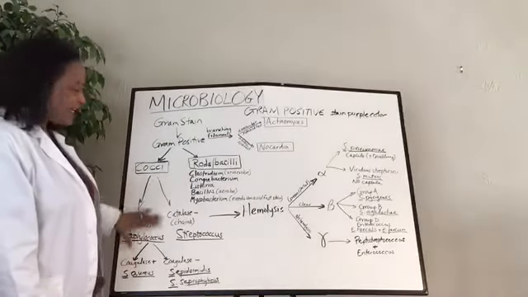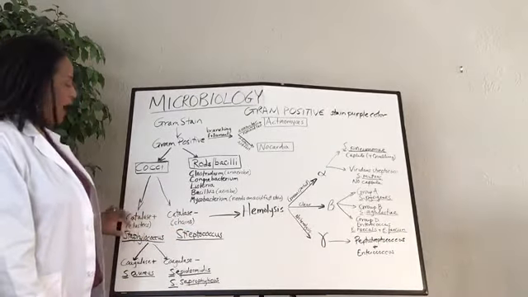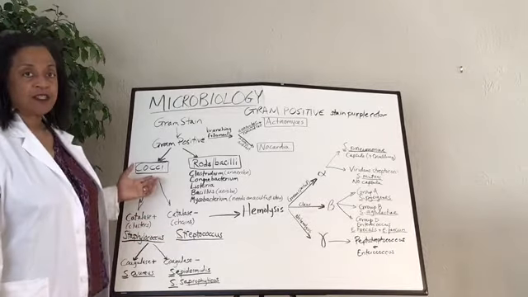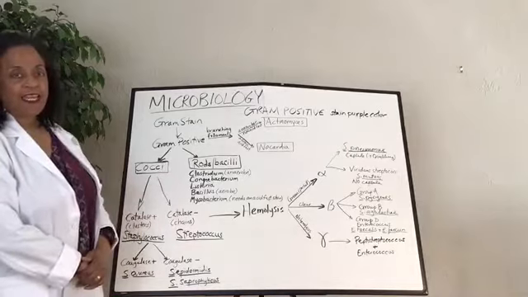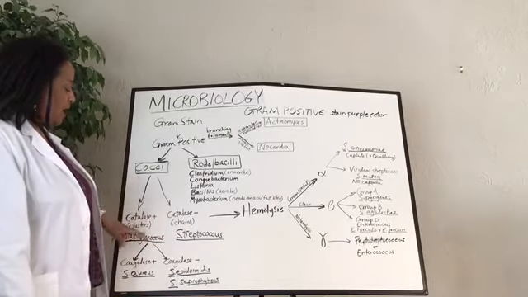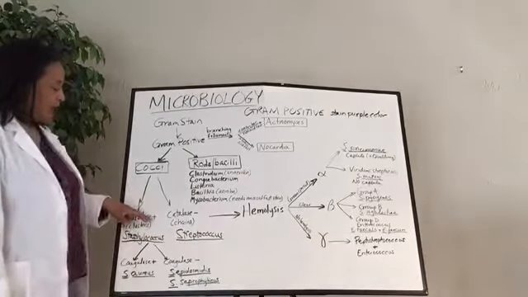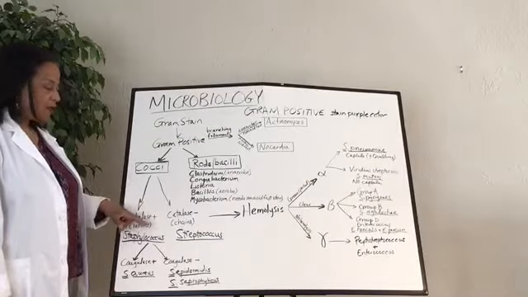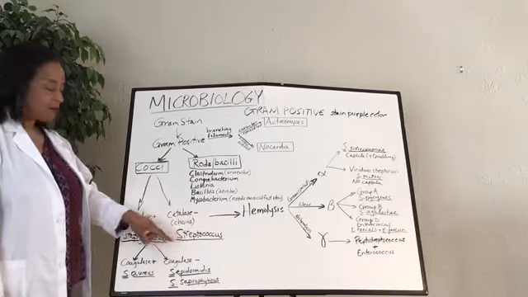Here, the cocci, we have Staphylococcus and Streptococcus. How do we tell the difference between these two when they're both cocci? That's an excellent question. We use an enzyme called catalase. Catalase will differentiate between Staphylococcus and Streptococcus. Catalase positive will indicate Staphylococcus. Catalase negative will indicate a Streptococcus.